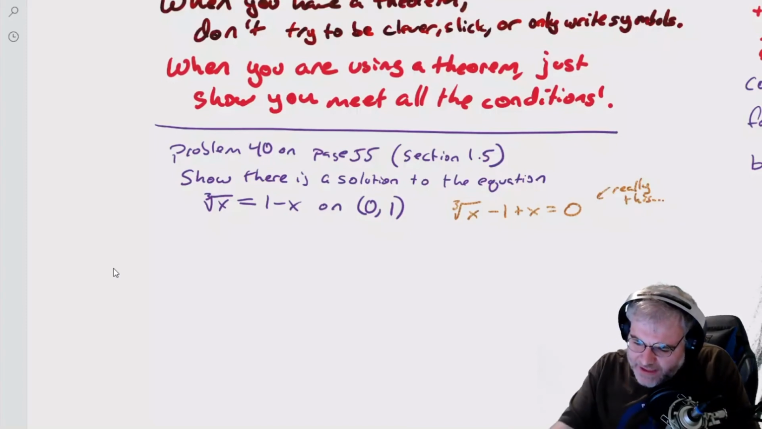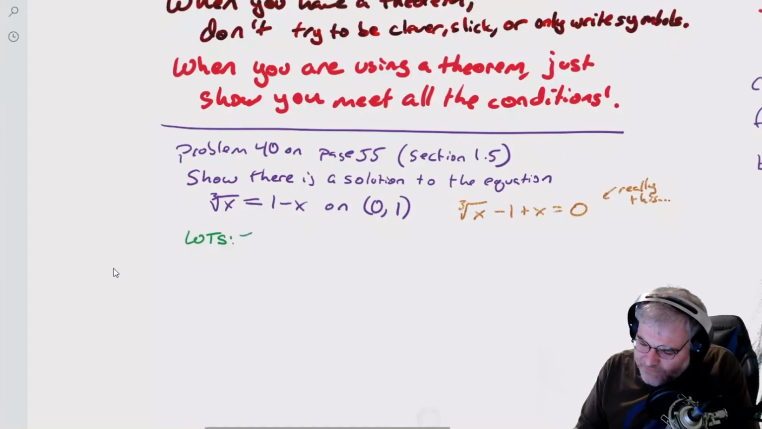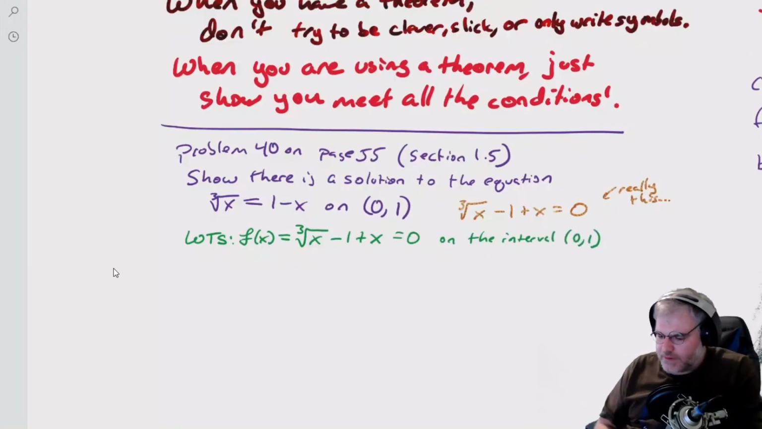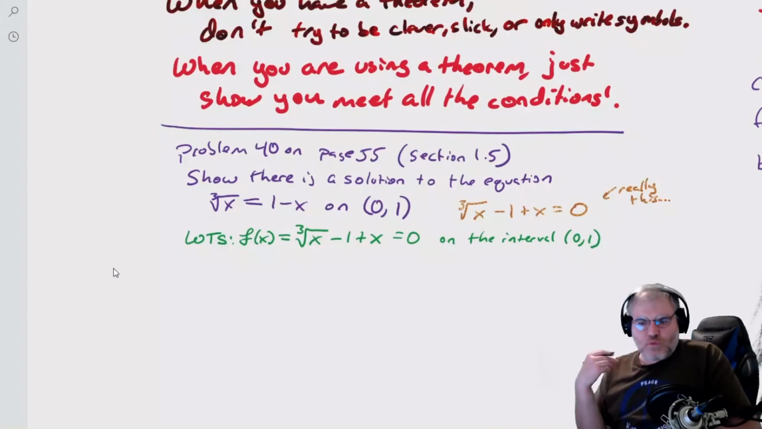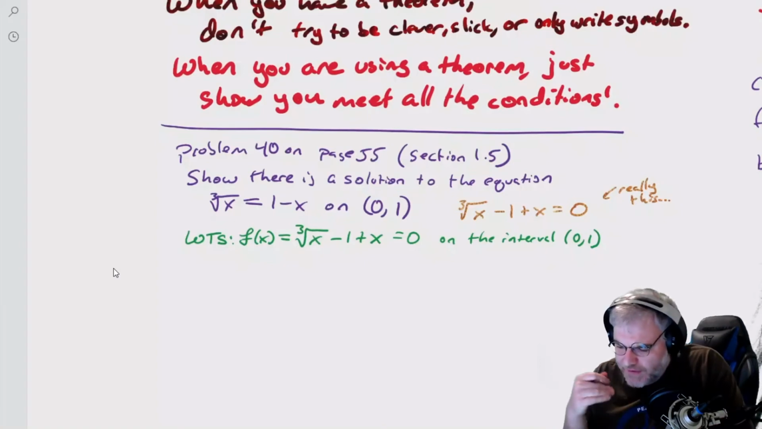So it's actually kind of a hidden IVT problem. This is one of those places where writing an introduction really helps. I want to show that f of x equals the cube root of x minus 1 plus x equals 0 on the interval [0, 1]. Right, so now I've got an f. Now it looks more like an IVT problem. I just need to figure out what the thing is really asking for.